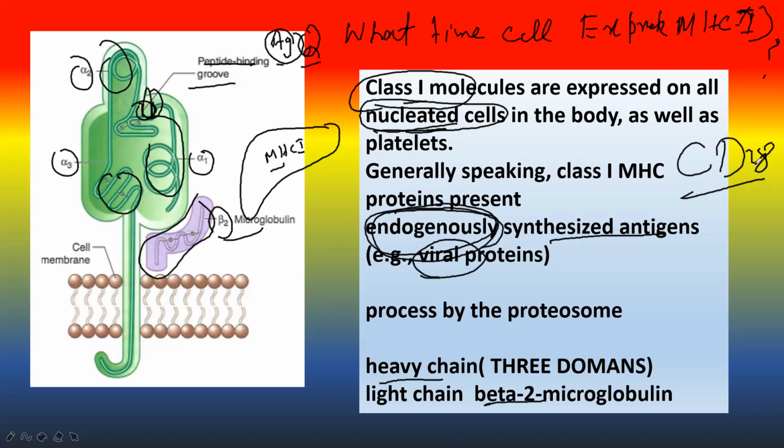MHC1 is just like a tag. If any cell has MHC1, the CD8 cell recognizes that cell and kills it. Okay, so this is the reason. Not every cell expresses it every time.